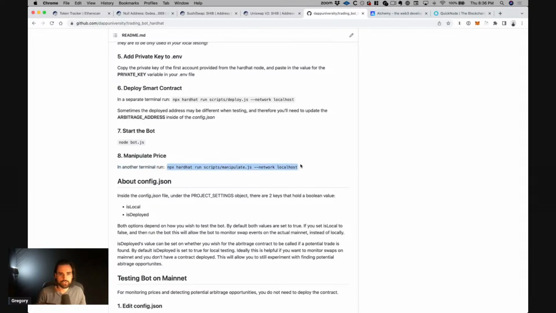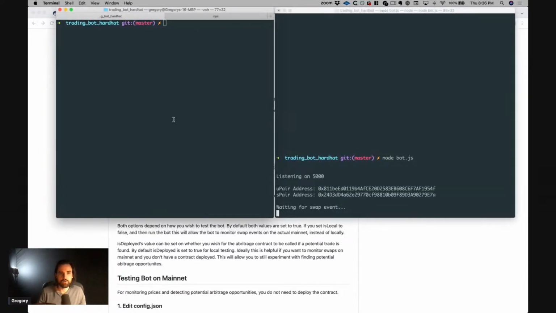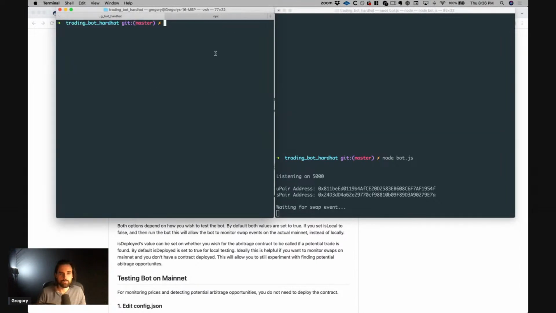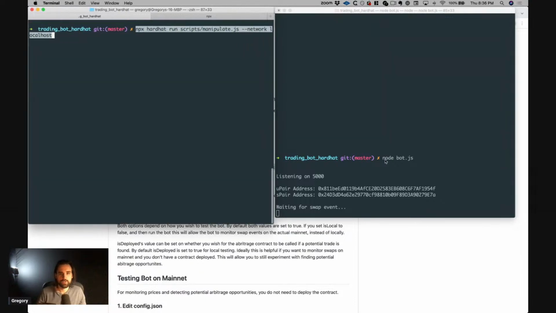So let's run that script to manipulate the price. Okay. So you can see the bot running here, and here's the blockchain running. But here's where we're going to run the script. So I'm going to do npx hardhat run scripts. Let me pull this over.